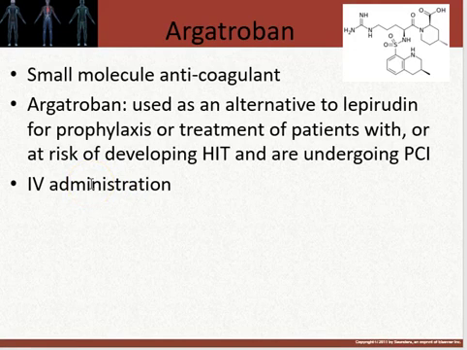Argatroban is another molecule in that same category. It's administered IV, however. It's a really small molecule in terms of its anticoagulation abilities. And this is one that's been an alternative now to hirudin, which was discontinued for a variety of reasons, mostly due to side effects and toxicities, and the fact that newer and improved generations of these drugs were coming to the market, so there was no need to use hirudin.